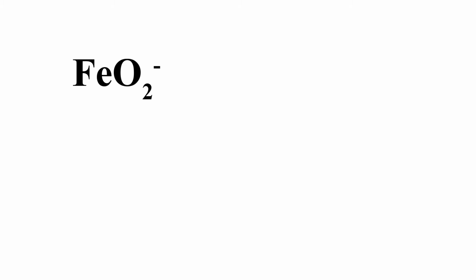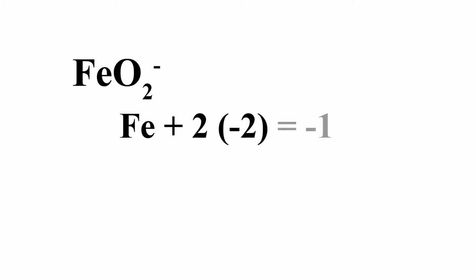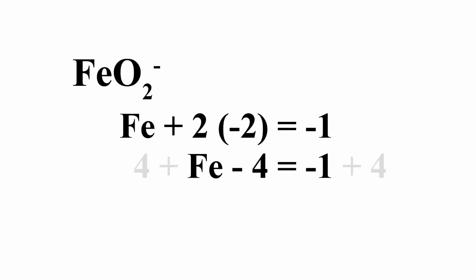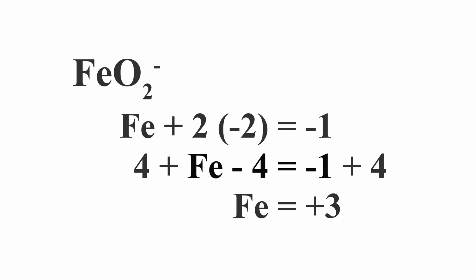So, we can treat this problem as an algebraic equation. The oxidation number of iron plus 2 atoms of oxygen with an oxidation number of -2 equals the total charge of the ion, which is -1. We multiply the atoms of oxygen by its oxidation number and cancel it by adding +4 to both sides. In this case, we can see that the oxidation number of iron is +3.